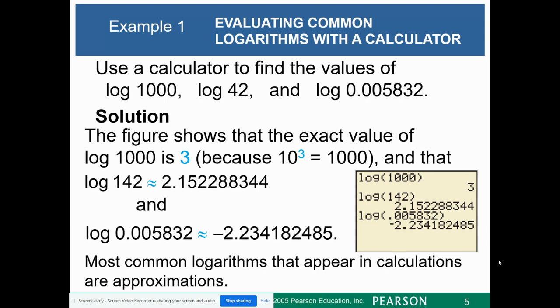You may use a calculator to find values of the log of 1,000, the log of 42, and the log of 0.005832. Calculators use base 10.